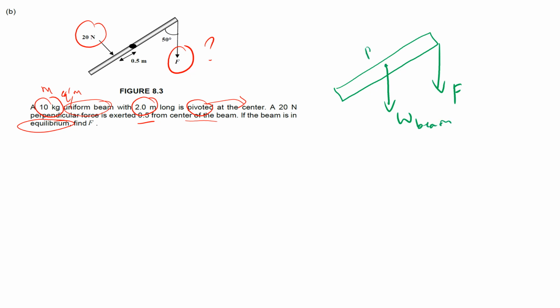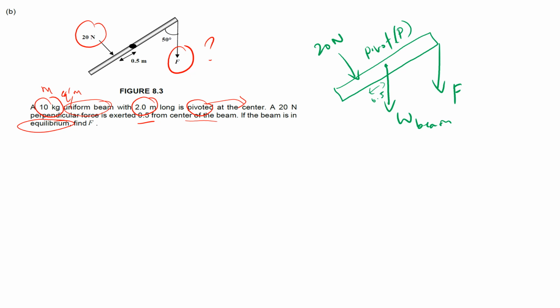So this is my pivot. We will put the pivot here. Usually you label the pivot as a point, so I label it point P here. So this is my pivot at point P. And then I have another force which is 20 Newton. So how many forces acted? There are 1, 2, 3, and the distance here is 0.5.